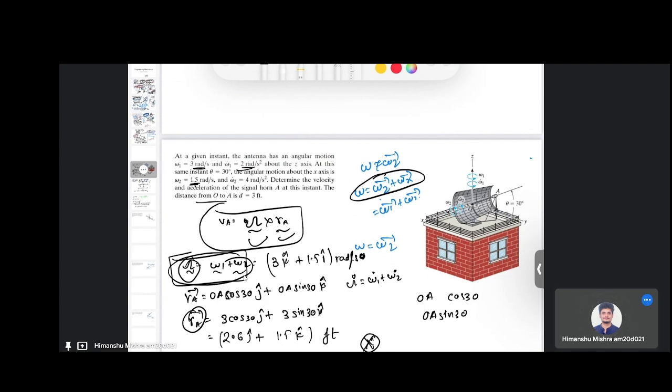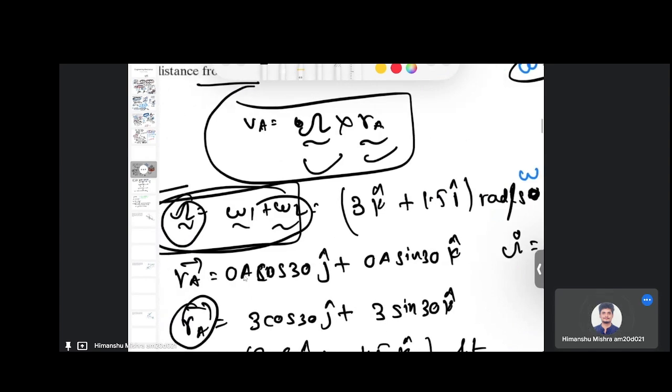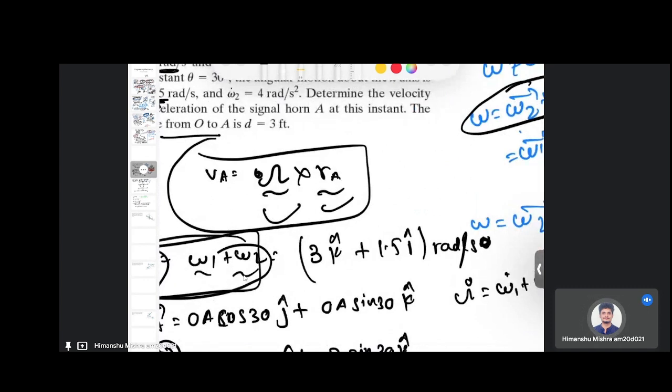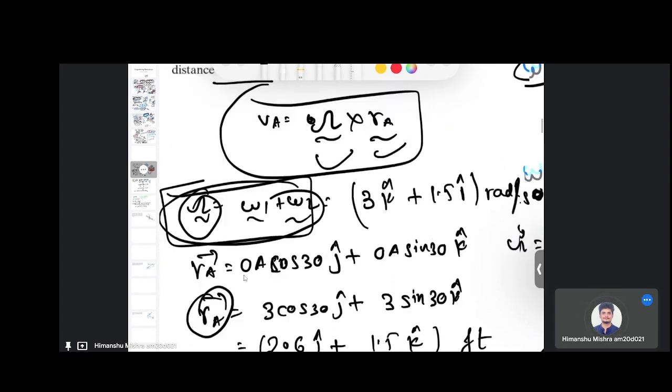So this antenna is actually spinning with angular velocity omega 2. So the resultant angular velocity of this antenna should not be omega 2, because there is another angular velocity along the z axis. So in that case, the resultant angular velocity is given by omega 1 and omega 2. To calculate the velocity, we need this resultant angular velocity with a cross product of the position vector. So once we find the resultant angular velocity, which is omega 1 and omega 2, you can easily calculate the velocity of point A.